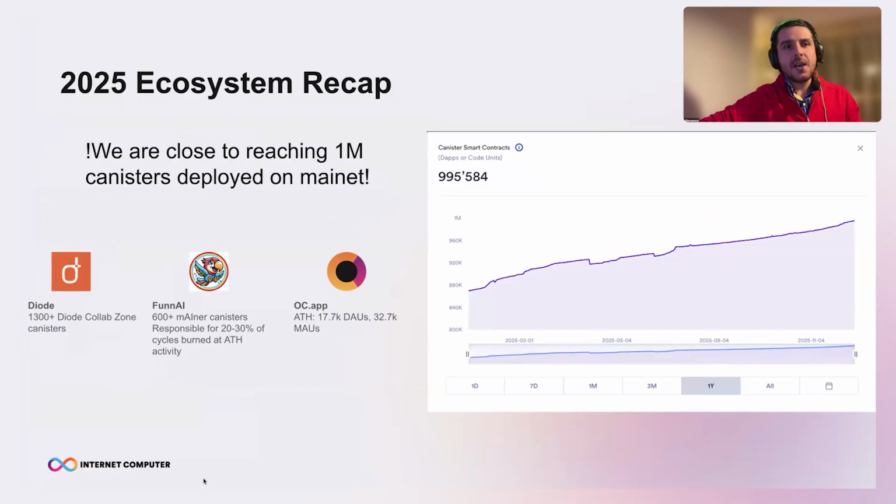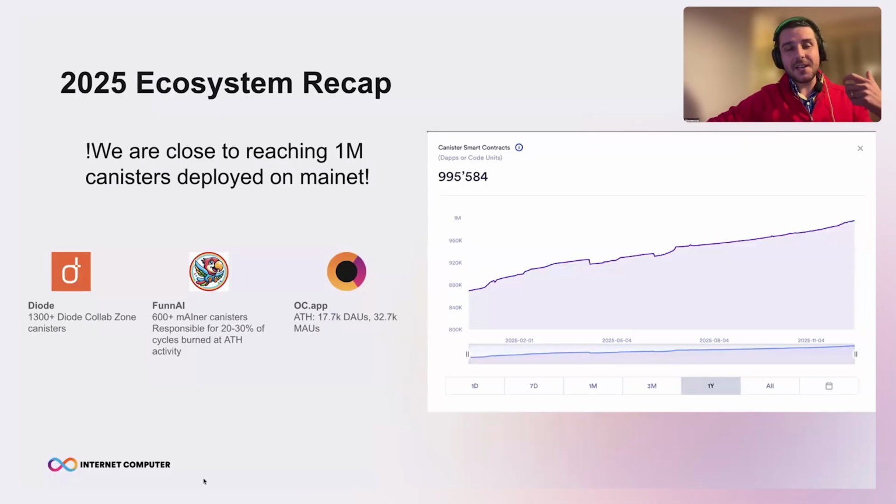So first of all, DioDi, which is this kind of Slack alternative, so an enterprise collaboration tool, basically is using the IC for their collaboration zone canisters, so basically group chats essentially, and they have deployed already more than 1,300 canisters, and they're growing. And they also have a program in place that will start soon. So check them out because they have some cool plans for the beginning of 2026.